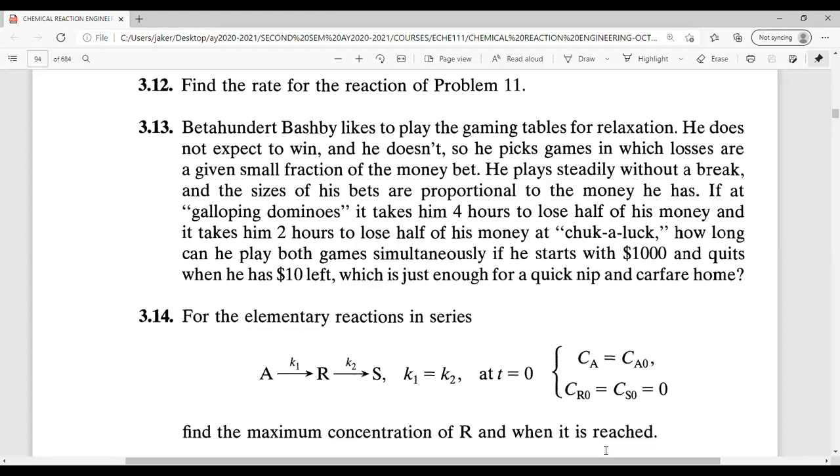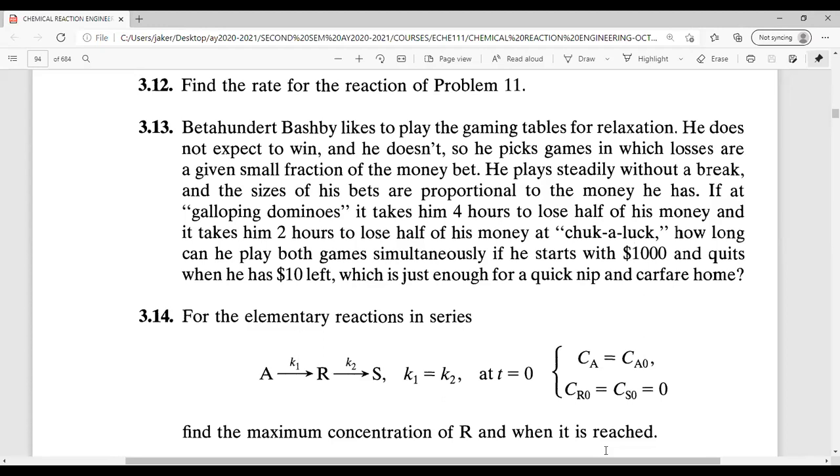If he starts with $1,000 and quits when he has $10 left, which is just enough for a quick nip and car fare home. So he makes sure that he has $10 left because he knows that he's always going to lose. But as long as he has $10 left, he can still eat something and go home. So that's what he does.